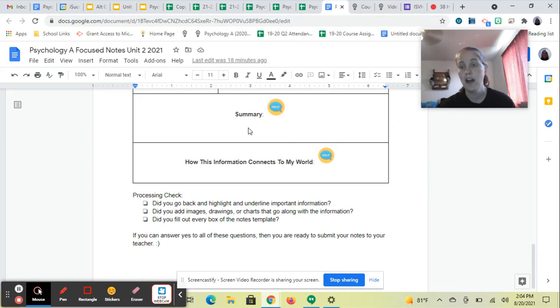After you've taken your notes, there's a little summary part where, again, pretty self-explanatory, you're going to write a short summary on what the unit was about. After you've done that, you're going to explain how the information connects to your world. So, for instance, if you're learning about focus notes, you'd say, focus notes connect to my world because I was always having a really hard time studying before, but now that I know how to take focus notes, I'm able to be a better learner and I'm able to remember things and do better on my tests. So just explain how it relates to you. That's what they look like. When you're done, you can do this processing check where you just click off, did I do this? Did I do that? And once you finish that, you submit it.